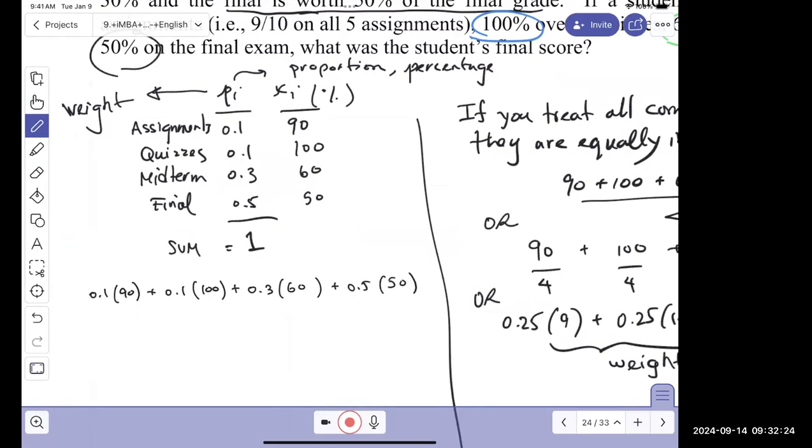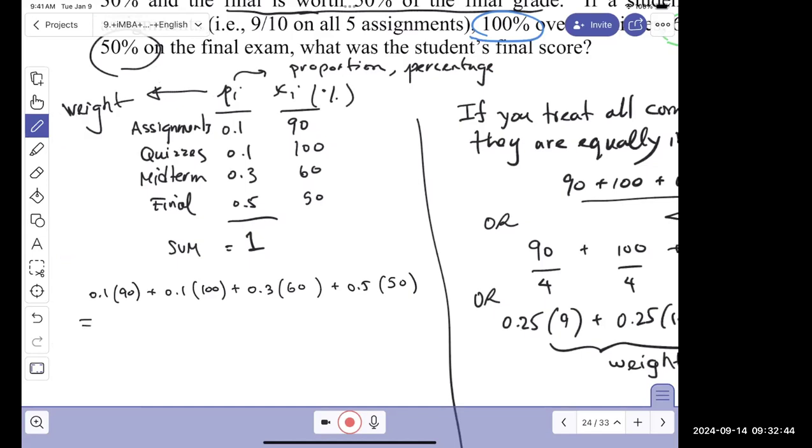And you don't have to divide by 4. You don't divide by 4, because the dividing by 4 is already happening in the weight. The fraction or the percentage is already captured in the weight. So don't divide by 4. Resist the temptation.